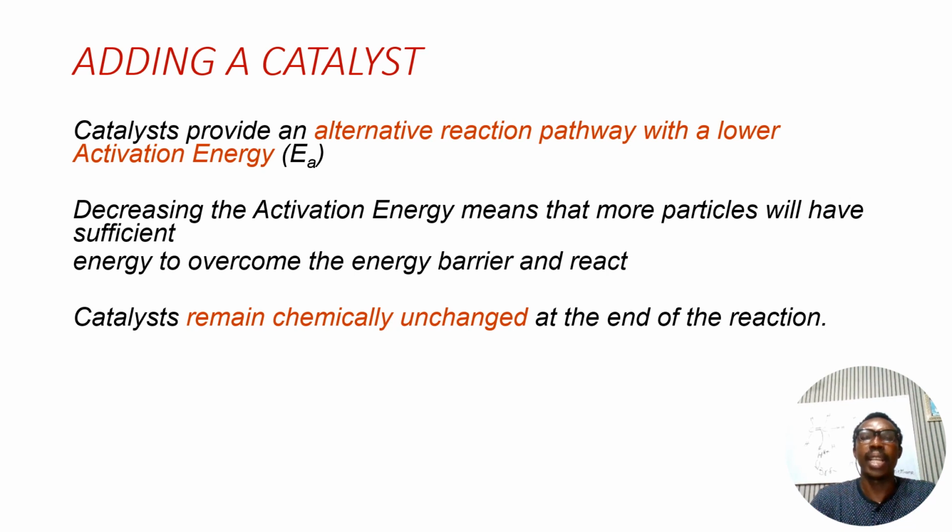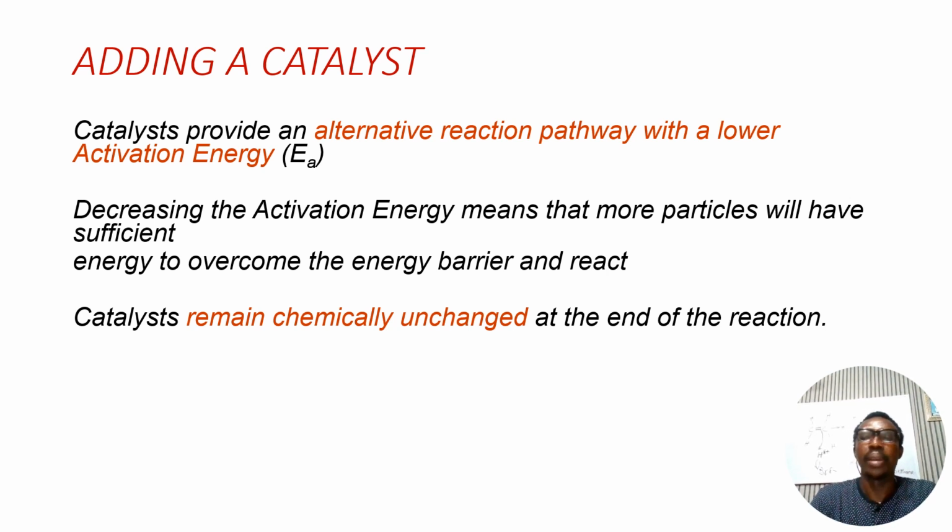So that means decreasing the activation energy means that more particles will have sufficient energy to overcome the energy barrier and react. The energy barrier is the minimum amount of energy required for any chemical reaction to take place. The catalyst remains chemically unchanged at the end of the reaction. So a catalyst speeds up the rate of chemical reaction by lowering the activation energy, thereby providing an alternative reaction pathway with a lower activation energy.